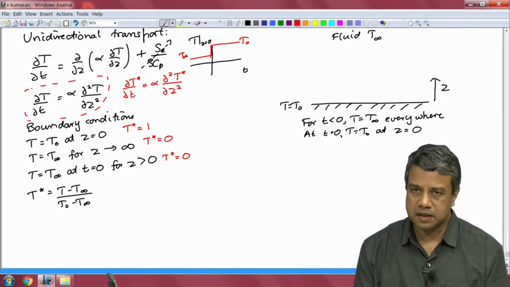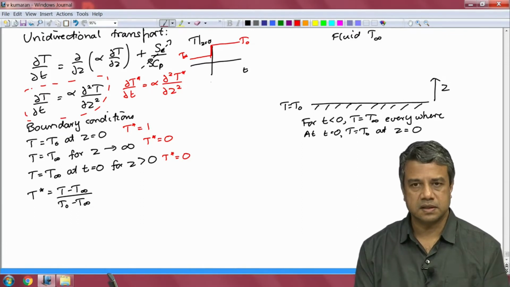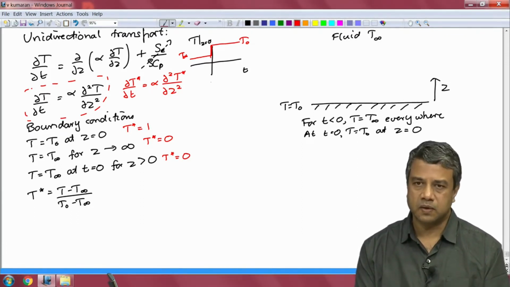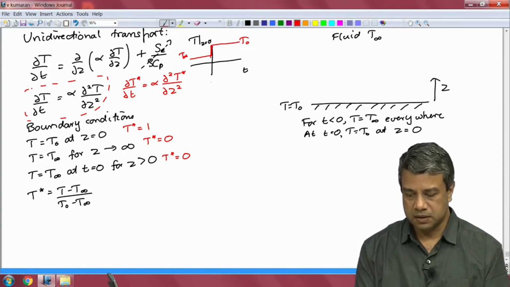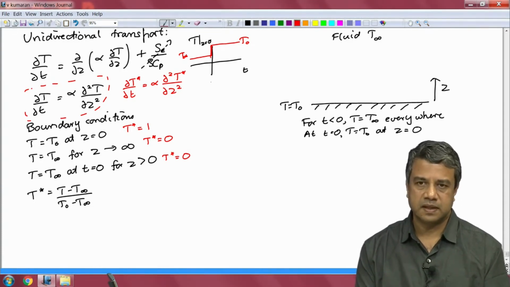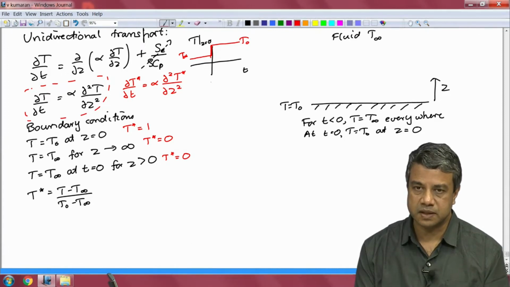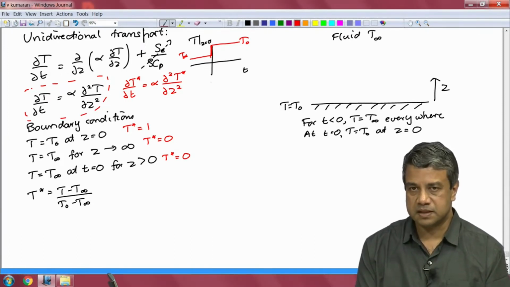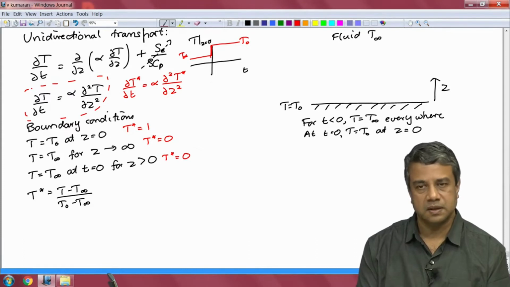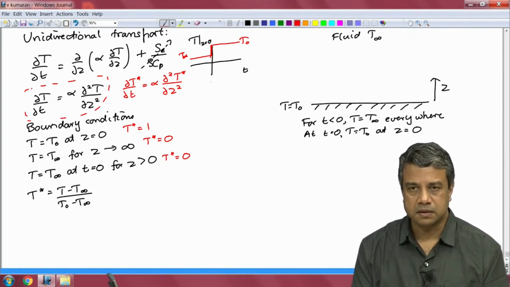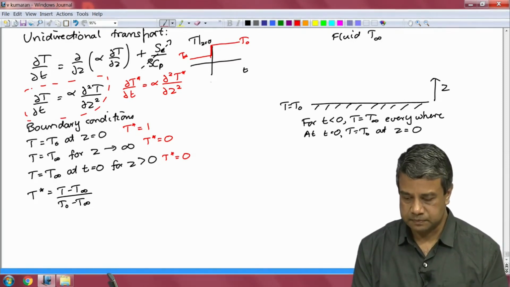Now, how do we scale the distance in this case? The boundary conditions are applied, one at z is equal to 0, the second one at z going to infinity. So, there is no intrinsic length scale in the problem. The boundaries are not specified at fixed locations. One is specified at the surface itself, which is z is equal to 0. The other is specified as z goes to infinity. So, because of that, there is no length scale in the problem.